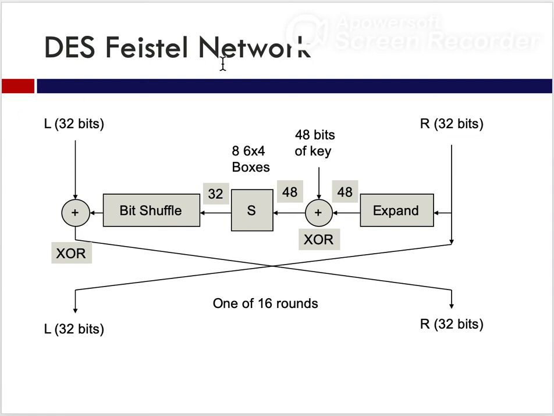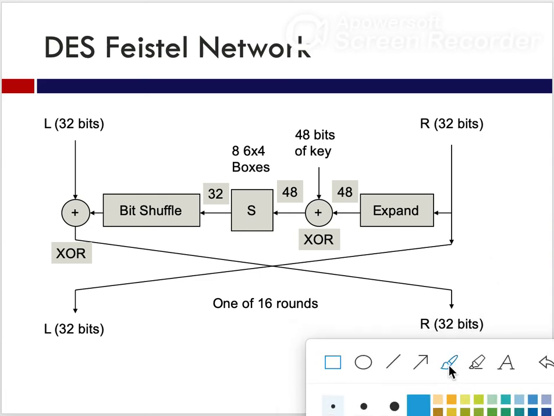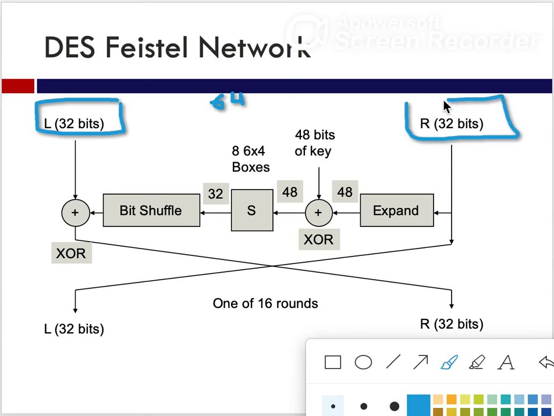Okay, this is the Feistel network. DES uses the Feistel network. This is the overall structure of the Feistel network. We know that our block cipher DES has a block length of 64 bit. So here we have a block of 64 bit. This block of 64 bit is divided into two equal halves, a left half and a right half. Each half is of size 32 bit.